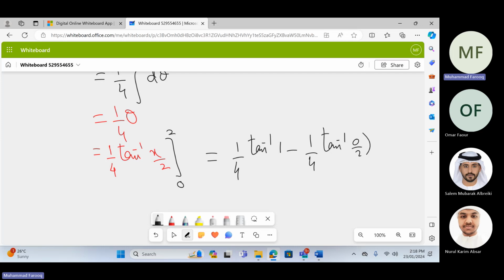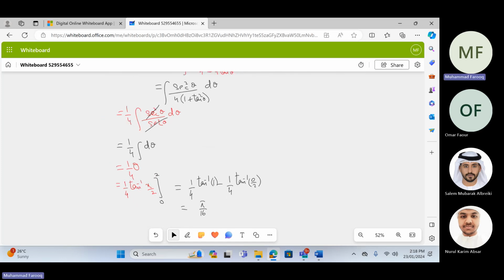The sine function and tan function at 0 are always 0. So tan inverse 1 is pi by 4. So it is pi/16 exactly. The answer to this question is pi/16.